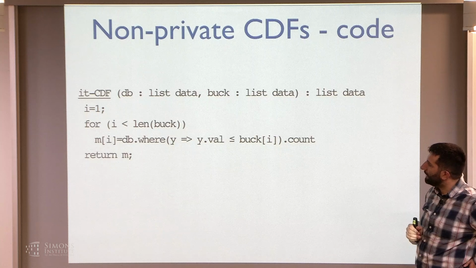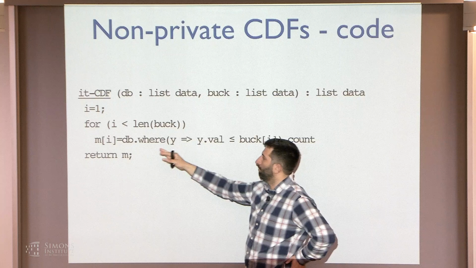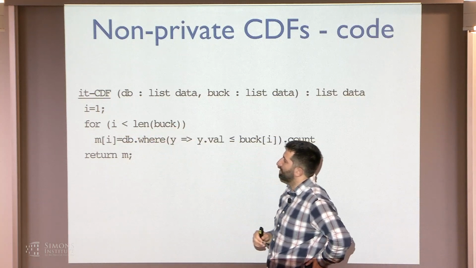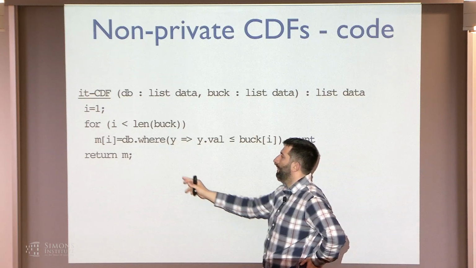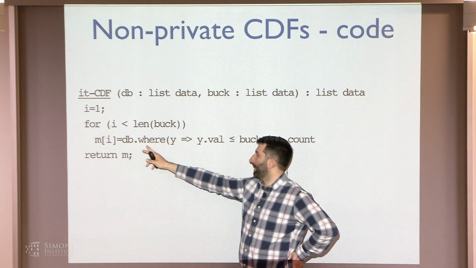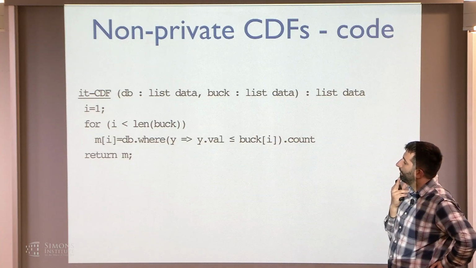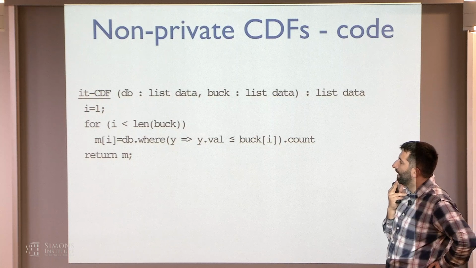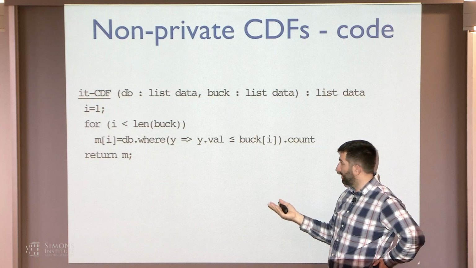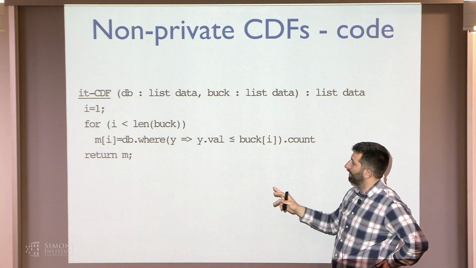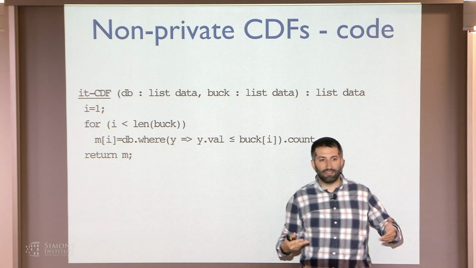Now, the way we do this is we iterate with a for loop through the list of buckets, and then for each element in the bucket, we take the database and we count, by this command, how many elements in the data set are less than the element in the bucket. Now, how should we interpret this? Here we have two primitives. The primitive where, that is a filtering.